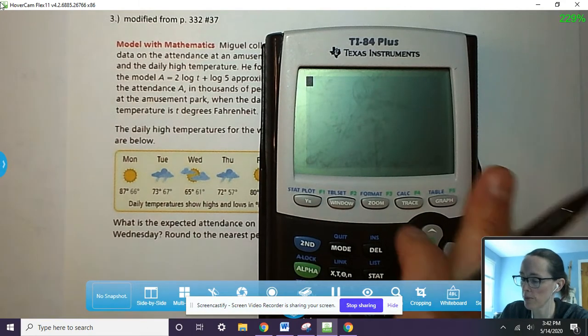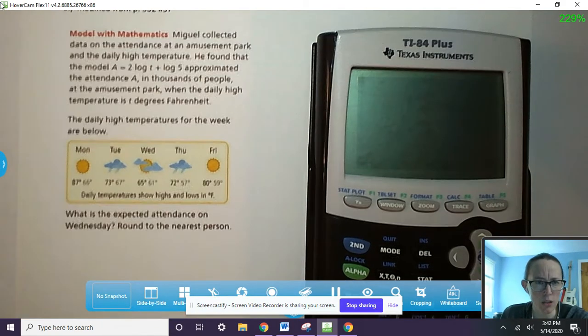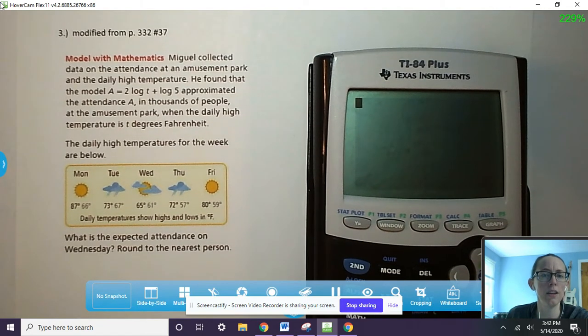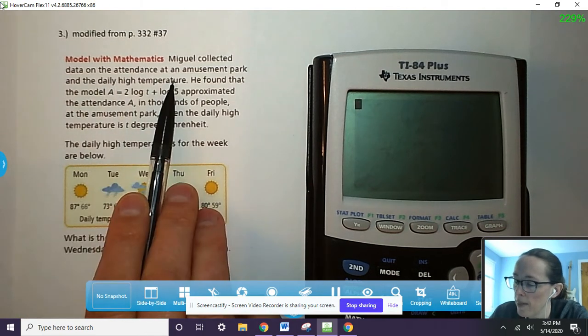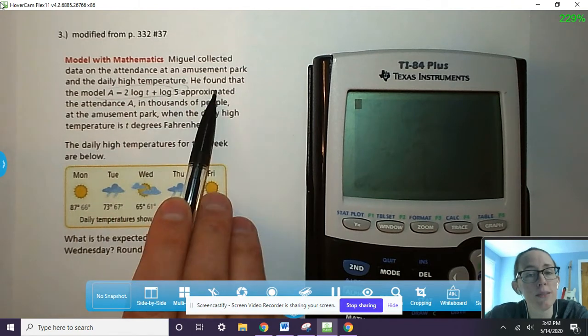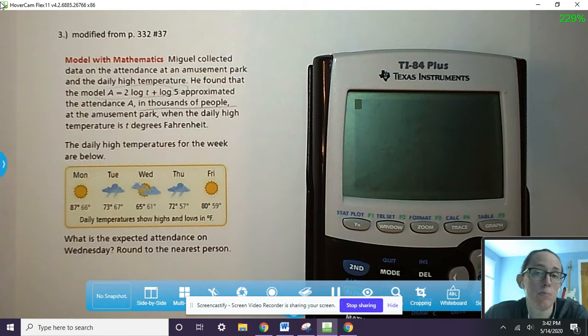So this one I took from the textbook as well and changed it up a little bit. In this particular problem, Miguel is collecting data on the number of people that go to an amusement park. He figured out that based on the daily high temperature, this right here, which involves common log again, can approximate the attendance in thousands of people based on the high temperature for the day.